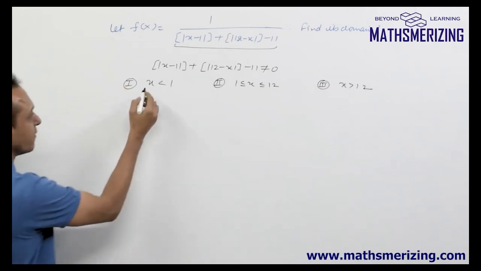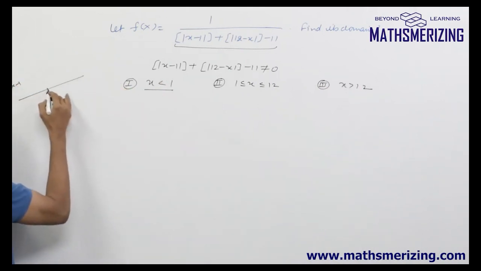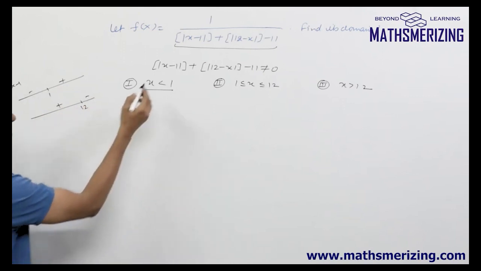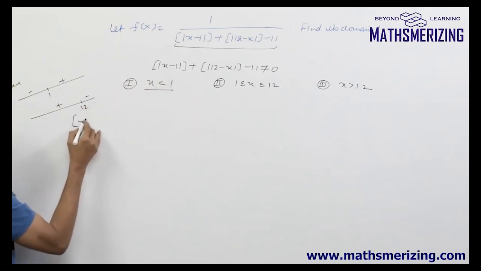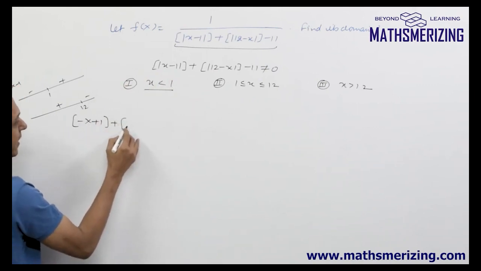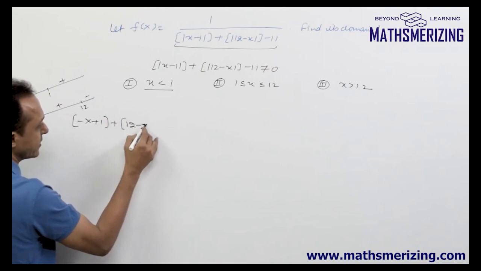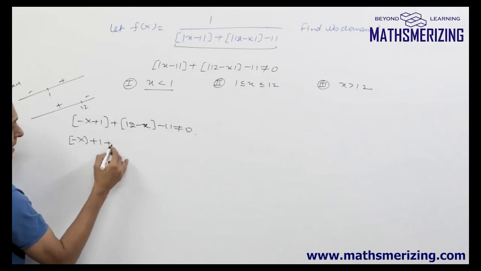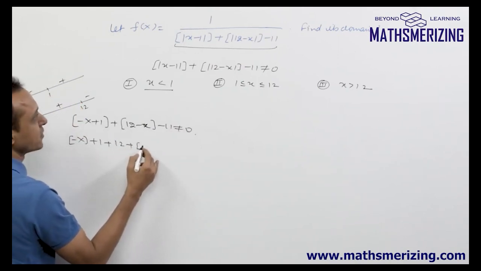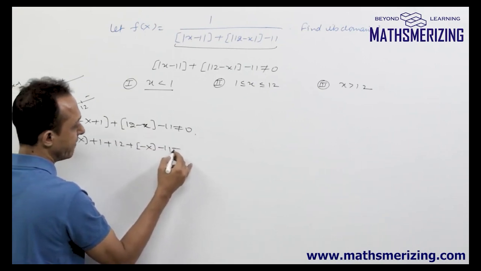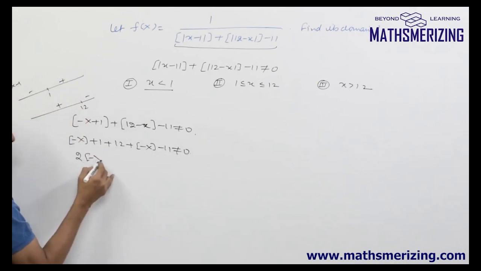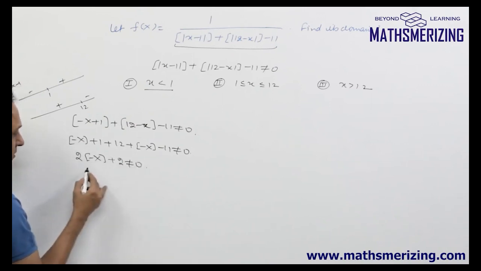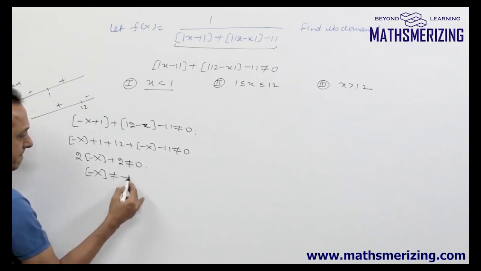Now for the first case, when x is less than 1, I know that for x - 1, its sign changes at 1. So this is plus and this is minus. And for the next one, 12 - x, this is minus and this is plus. So the first expression will be negative, so it will be -x + 1. And then 12 - x will be positive, so there'll be 12 - x and then minus 11, and it should not be 0. So I can write it as the greatest integer function of (-x + 1) plus 12, plus the greatest integer function of -x, and then minus 11, should not be 0. So 2 times the greatest integer function of -x, plus 2, should not be equal to 0. So the greatest integer function of -x should not be -1.